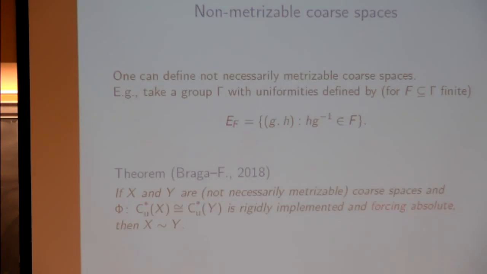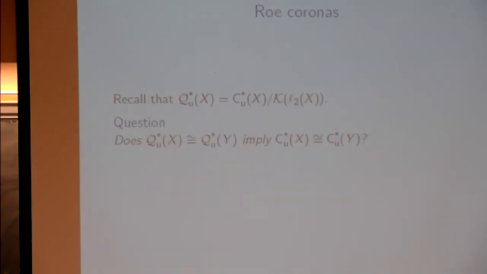There is a consequence that, for example, Martin's axiom implies that if X and Y are small and their uniformities are generated by small sets, then we have a rigidity property. Right? But the question was, what about coronas? Let's remember, we get the corona by modding out the compacts.